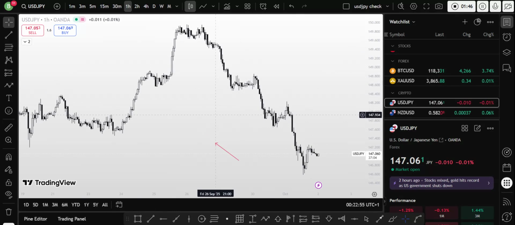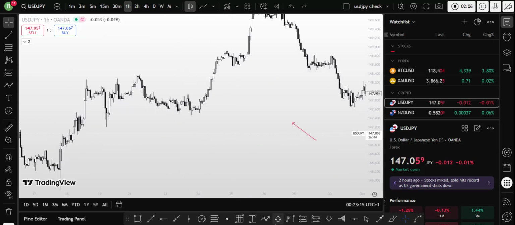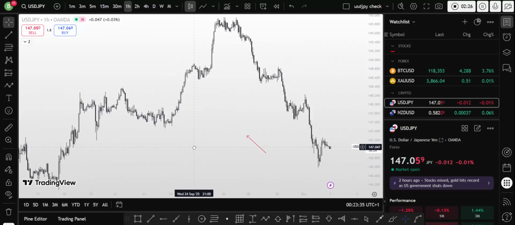We still have other aspects, like drop base rally, but the main things we need here are rally base rally and drop base drop. That is what we need, and we want to take advantage of anywhere we have a base. That is another aspect we need to consider again.